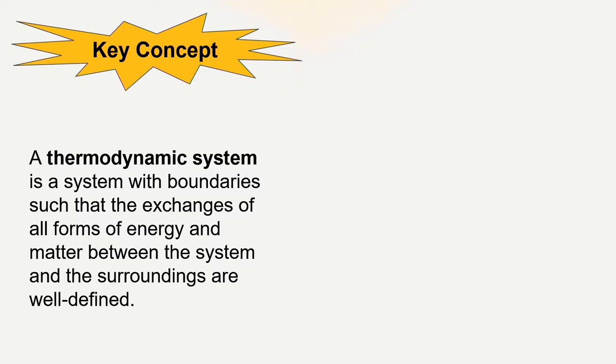When discussing the properties of thermodynamic systems, we make distinctions between systems based on the permeability of the boundaries of the system to both energy and matter. We'll consider these different types of systems in turn now.